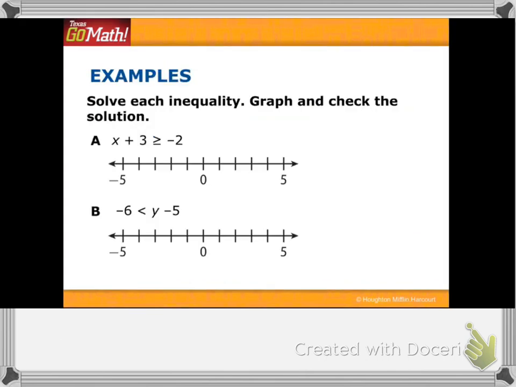Let's look at actually solving some inequalities. And as you're solving these, you will also be graphing them, using that skill that we learned yesterday to graph these inequalities. I'm going to rewrite over to the side here, x plus 3 is greater than or equal to negative 2. And that way I can show all of my work here for you to see. This is the kind of work that I expect to see on your assignment today.